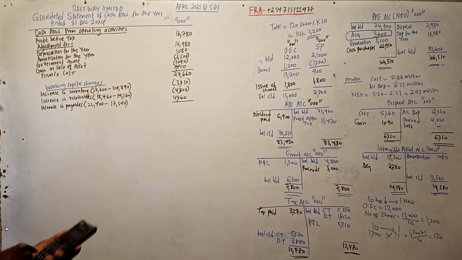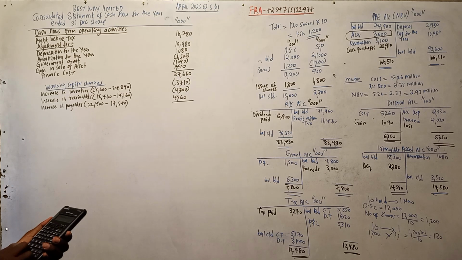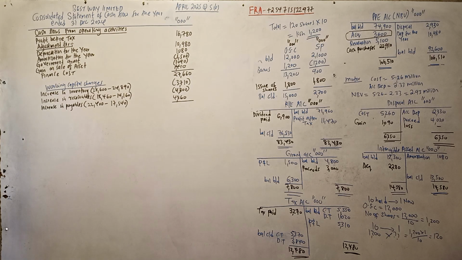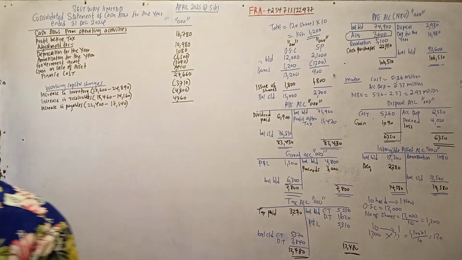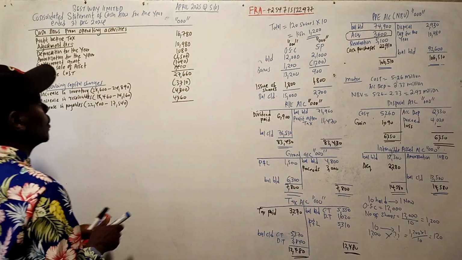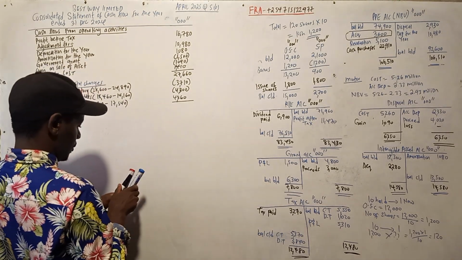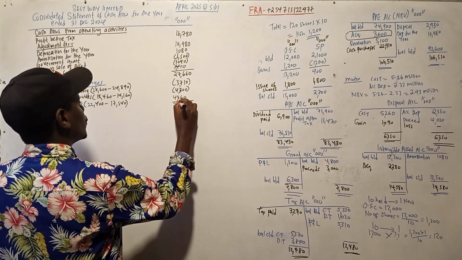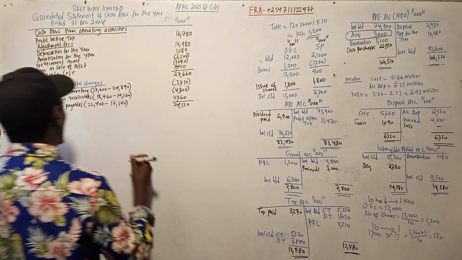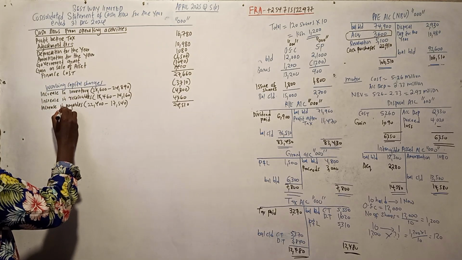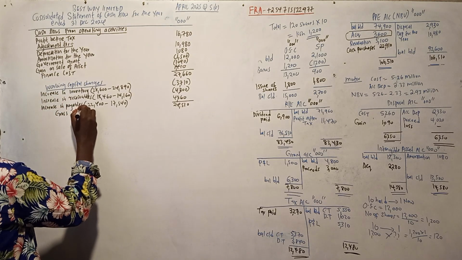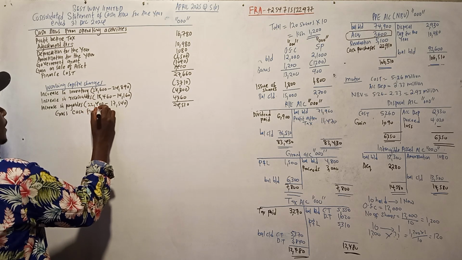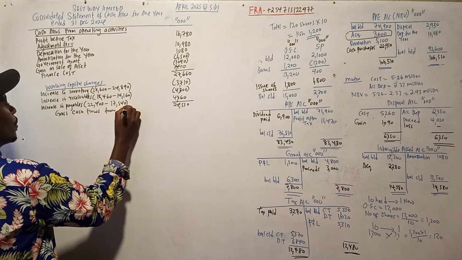Now let us see. 27,660 minus 3710 minus 4,300 plus 4860. That is 24,510. We call it gross cash flows from operation.